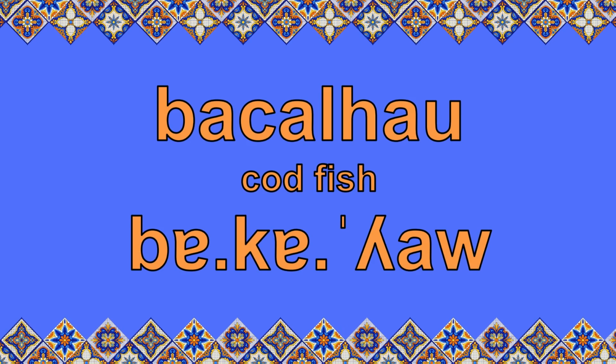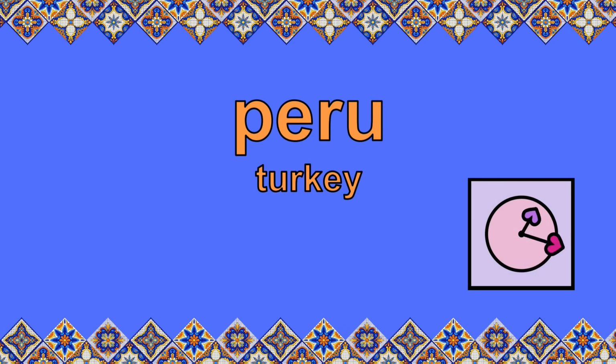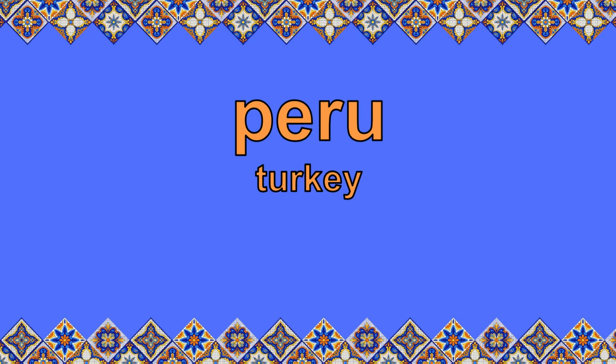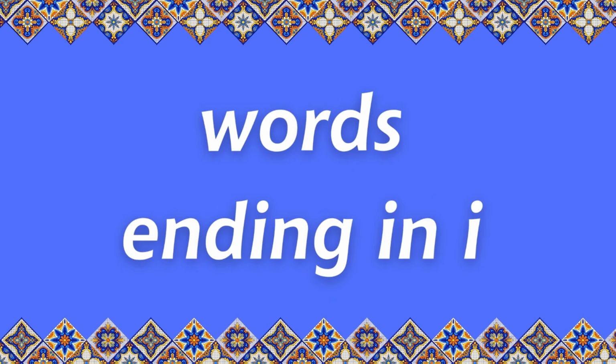bacalhau. So this one ends in the diphthong au, so it's naturally stressed on this syllable, and the previous A's in this word have a more closed pronunciation. Bacalhau, bacalhau. Now you try this next one. Excellent. Peru, Peru. Now let's look at some examples that end in I or have an I in the last syllable.